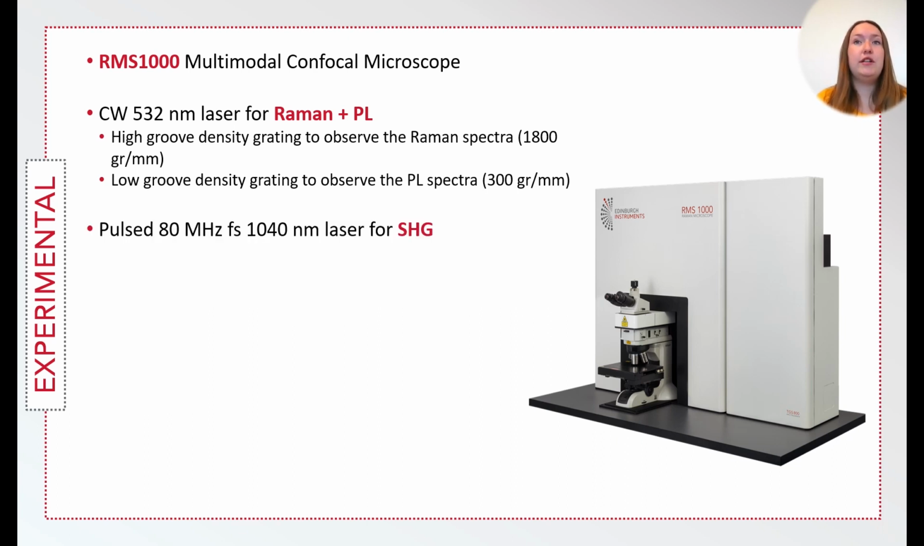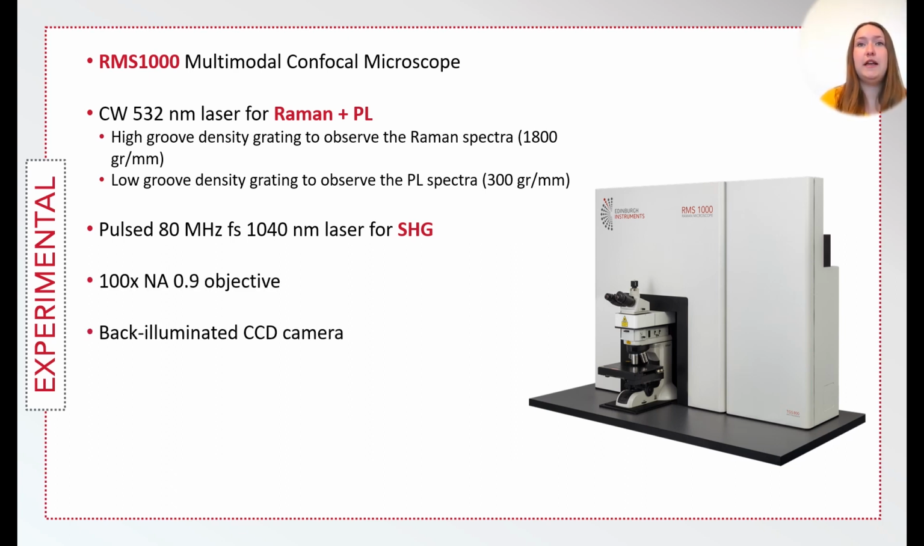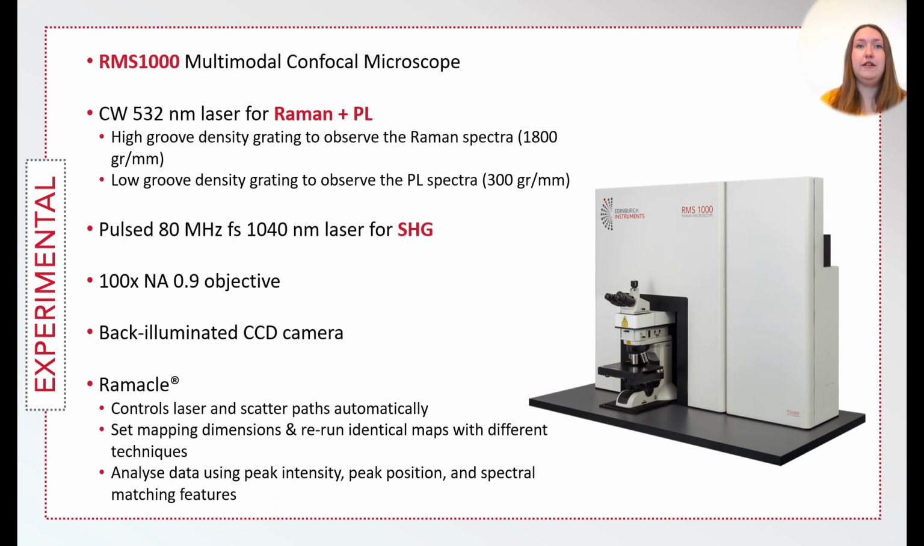For second harmonic generation, we can use the external laser coupling port for the instrument using a pulsed 80 MHz 1040 nanometer laser. For all three of these techniques, we've used the same objective and CCD detector. And finally, what software does this all as well? So we use Ramacal. This is the software that comes with our instruments. And this controls all the laser and scatter paths as we move from the 532 laser between gratings and as we use the SHG laser as well.